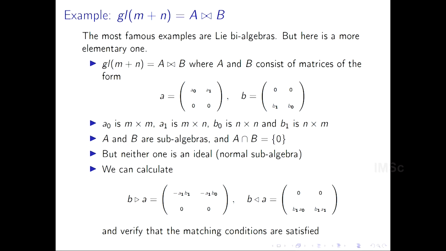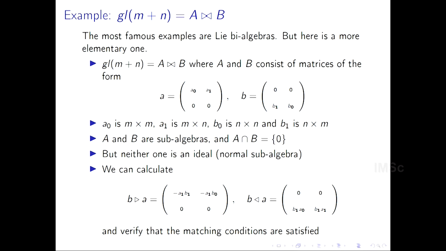So GL of m plus n is a direct sum as a vector space of matrices of this type and of this type. Any matrix can be uniquely decomposed as something of this type and something of this type. And separately, they are subalgebras. So this must be an example of a matched pair, and a short calculation will tell you that the action of B on A is given by this formula, and the action of A on B is given by this formula, and that they satisfy those conditions.